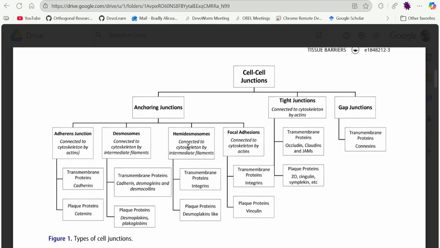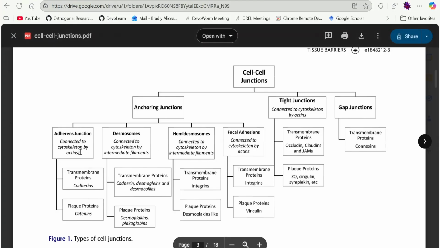Hemidesmosomes connect to the cytoskeleton by intermediate filaments. Desmosomes connect to the cytoskeleton by intermediate filaments as well, and they're used in different contexts. And then adherens junctions connect to the cytoskeleton by actins. And these are transmembrane proteins such as cadherins, and plaque proteins like catenins. So this is all kind of adhering to things.